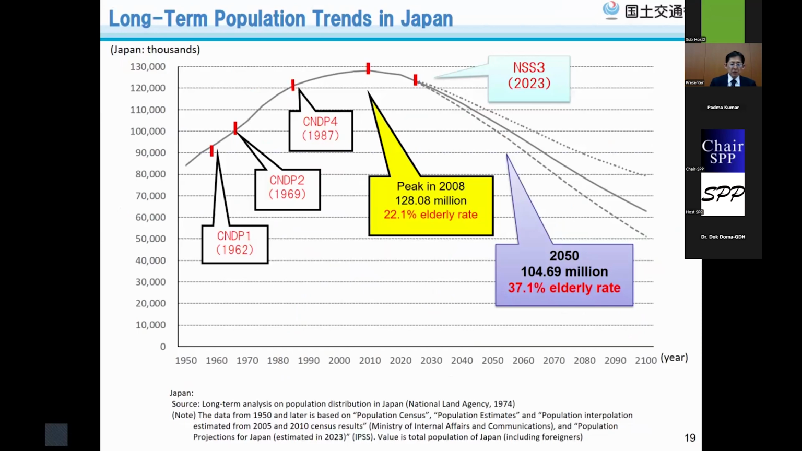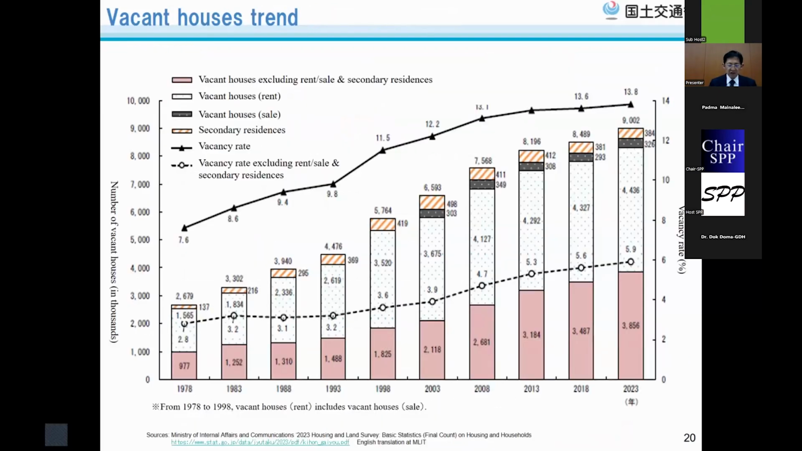So what's important here is that, as explained, in Japan, where the population peaked in 2008, we have seen a severe population decline. So there has been a big challenge in terms of policy perspective. So going on to the next page, this shows the vacancy rate of houses.